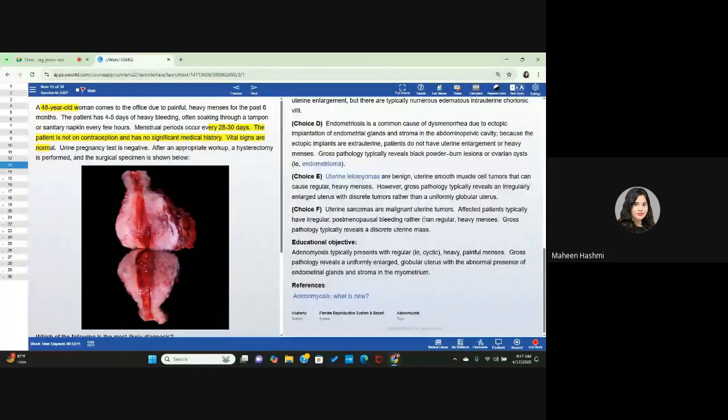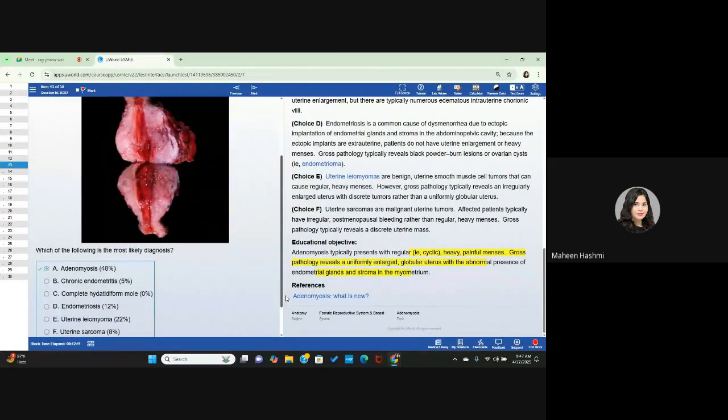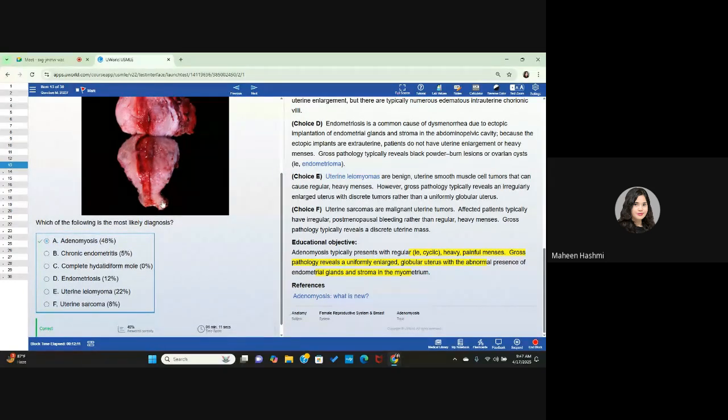Again, we know why it happens. You see heavy painful menses, a uniformly enlarged globular uterus, and you also see the abnormal presence of endometrial glands and stroma within the myometrium. All right, okay.